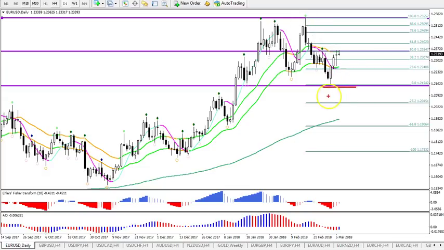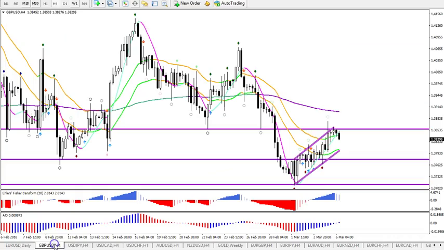A break below this means that this is probably wave 1, 2, and this could be a wave 3, and that could be a lot of momentum to the downside. So that's not something to ignore. So those are the two main scenarios, but I'm leaning towards a bullish wave 5.